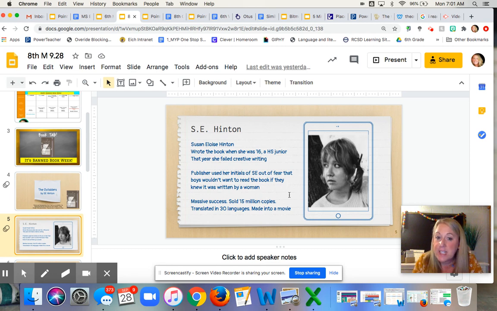It was a massive success when it came out. It sold over 15 million copies and was translated into 30 languages. It was also made into a movie. Something else interesting is that she was inspired to write the book by things that she saw going on in her own town, and she wrote it after one of her friends got beat up. That's how the inspiration for the story came.